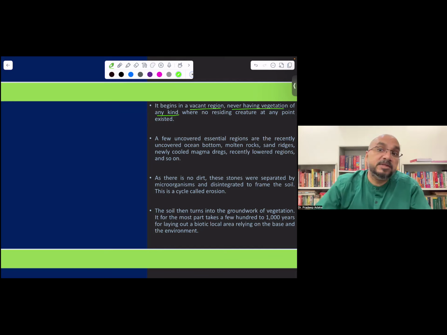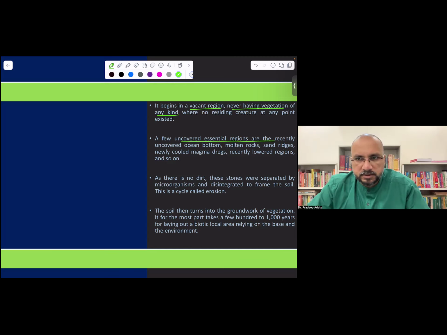So it starts from this point. Okay, so how do such areas come about? Suppose there is a very large granite rock, and erosion has happened there and this granite rock has been exposed, or due to tectonic movement or due to volcanic eruption, lava has flowed and this lava has turned into rock. So this is bare rock.